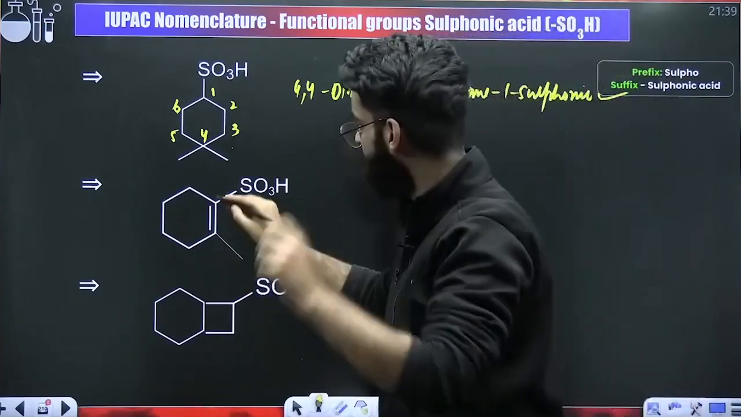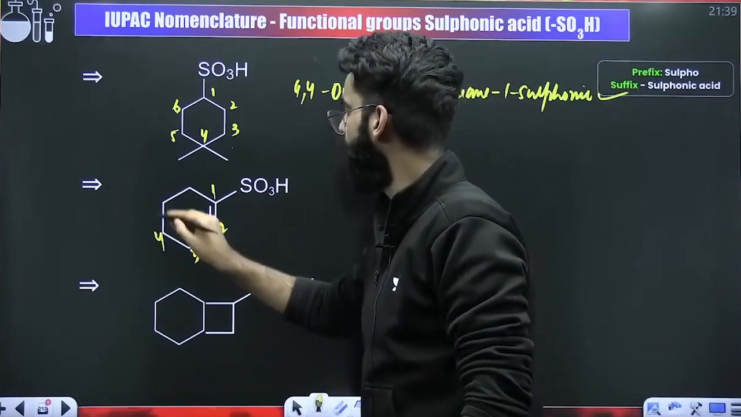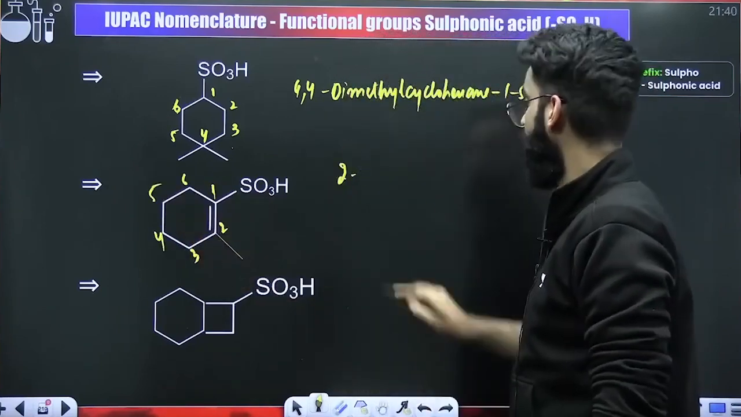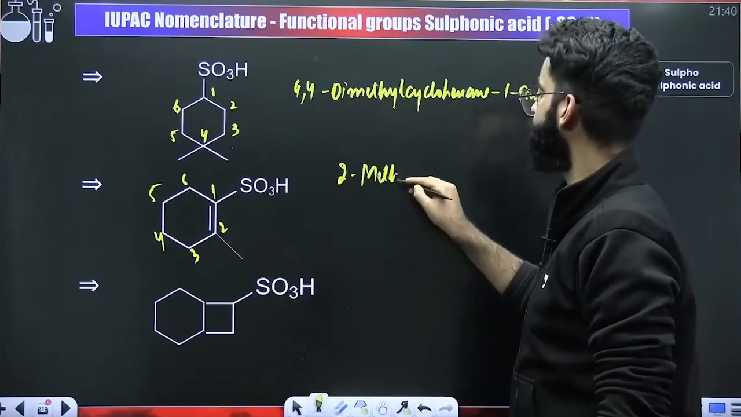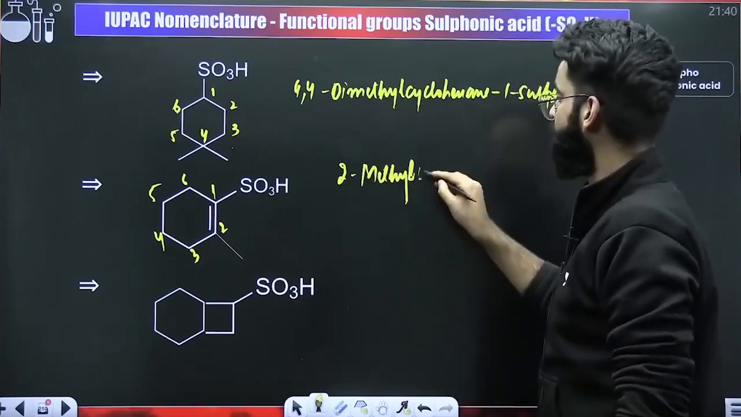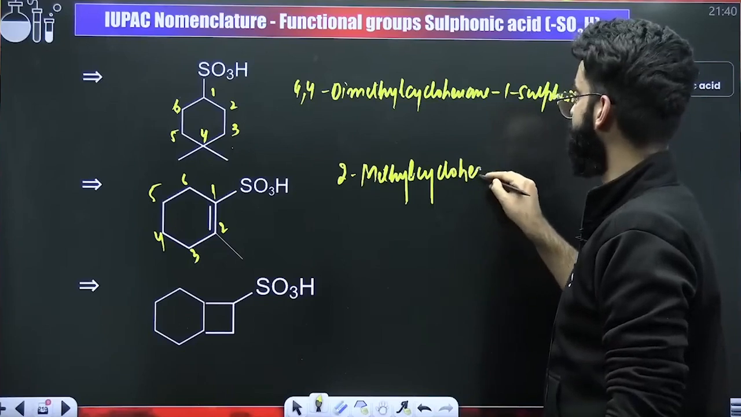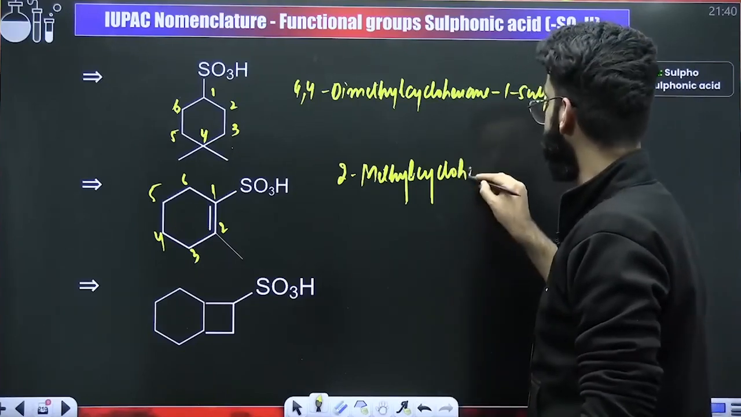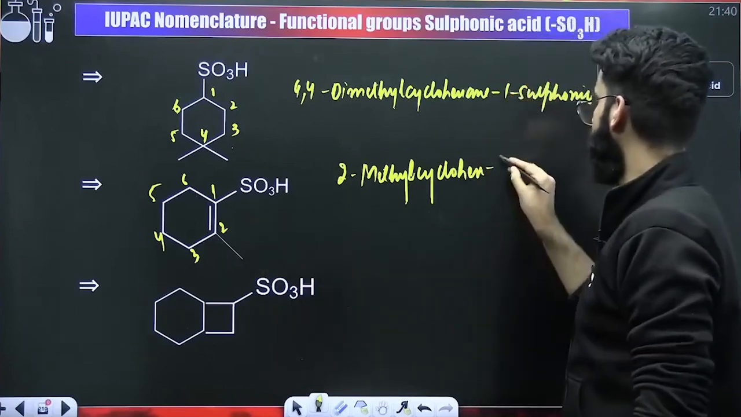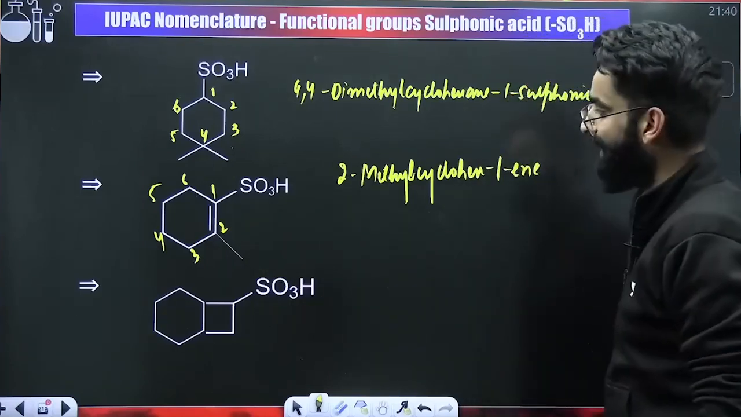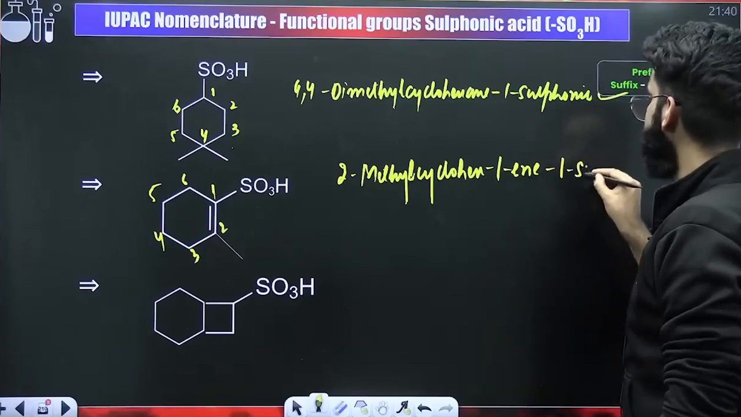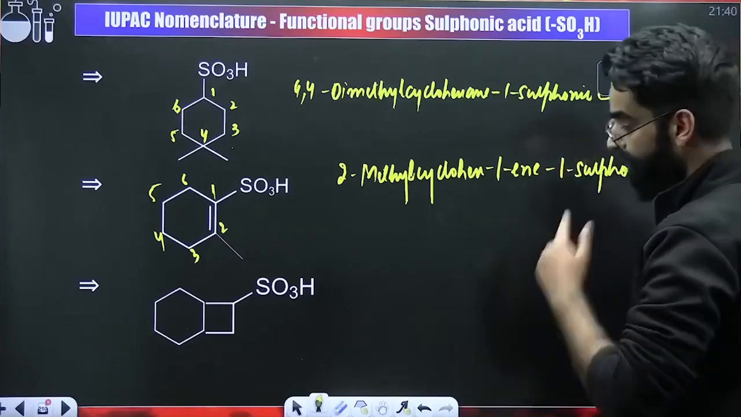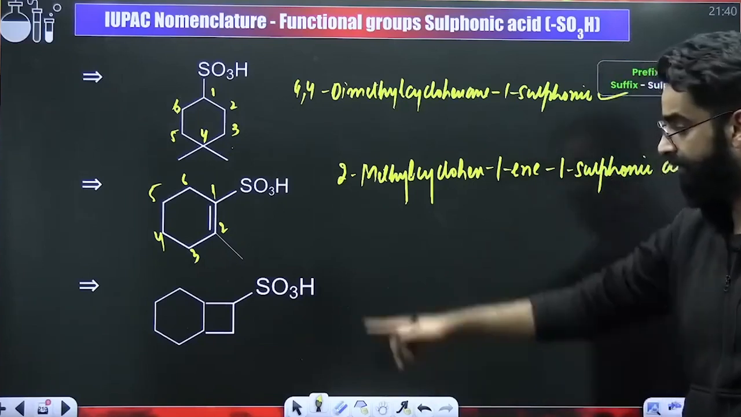Look at this one. 1, 2, 3, 4, 5, and 6. At carbon number 2, it's methyl. So 2-methyl. Then it's going to be cyclohex. At carbon number 1, there's a double bond. So 1-ene, and 1 sulfonic acid. Right? Look at the next one.